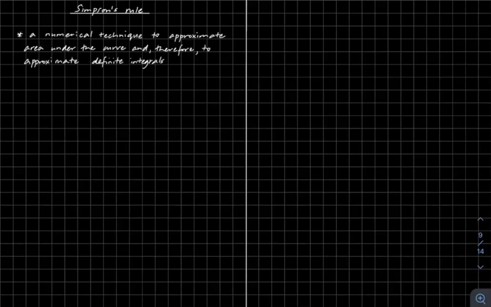In this video I'm going to explain a rule called Simpson's rule, which is used for approximating definite integrals, and we're already sort of familiar with this kind of technique. So let me talk about what Simpson's rule is. It's a numerical technique to approximate the area under the curve, and therefore it allows us to approximate definite integrals.